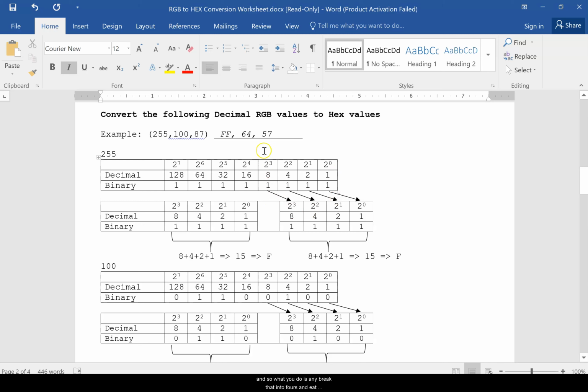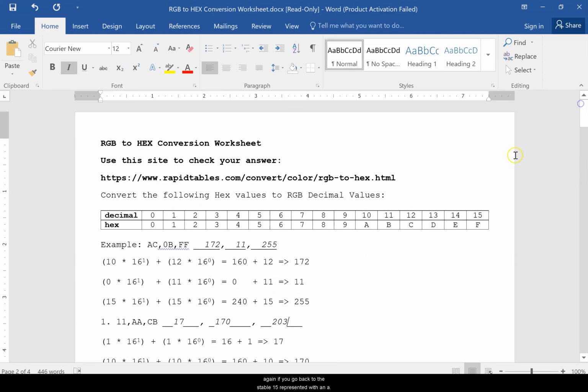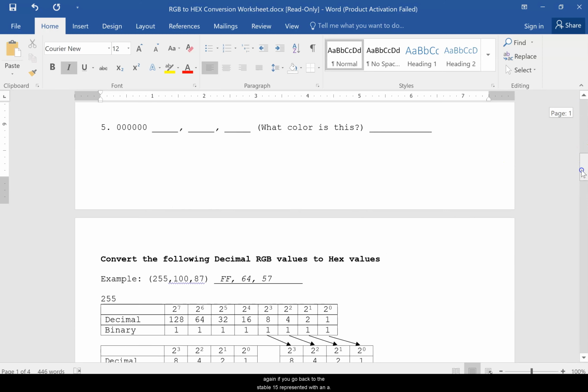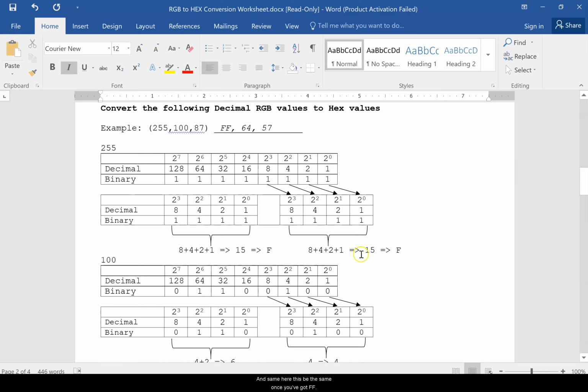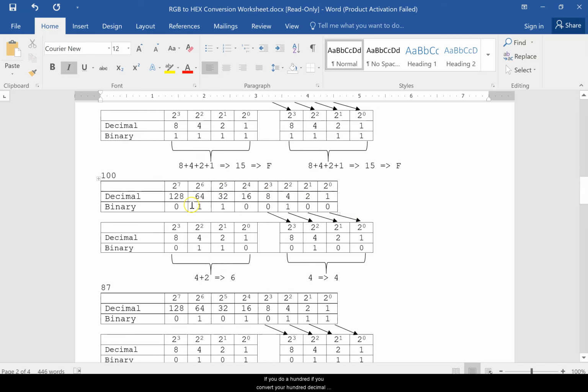All right, and so what you do is then you break that into fours, and then you just do 1, 2, 4, and 8, and then 1, 2, 4, and 8 here. So all these are checked with their 1, so you would do 8 plus 4 plus 2 plus 1, and that is 15. And again, if you go back to this table, a 15 is represented with an F. And same here, this would be the same one. So you've got FF. If you convert your 100 decimal to binary, you get this number right here.